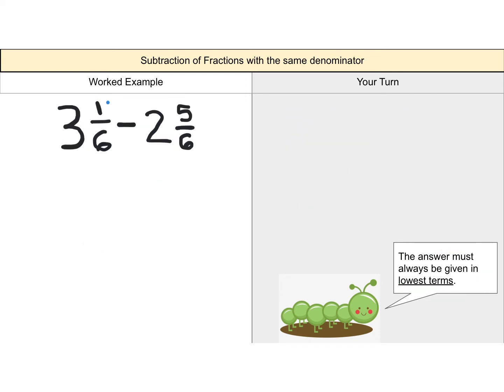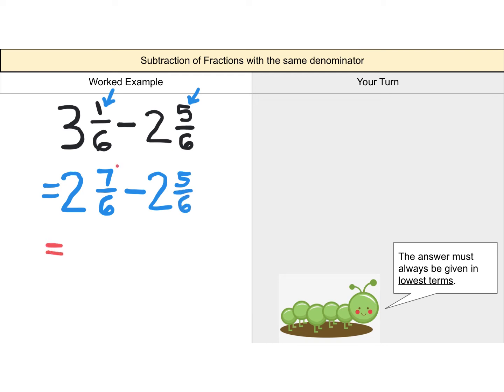Okay, unlike the last example, the number that we're going to be subtracting from is smaller than the number that we're subtracting. So in this case, we are going to have to borrow a number. So I need to borrow from the 3. I'm going to reduce the 3 down to a 2, and I'm going to borrow a 6/6. If I add 6/6 to 1/6, that's going to give me 7/6. And then the minus 2 and 5/6 just stays the same.